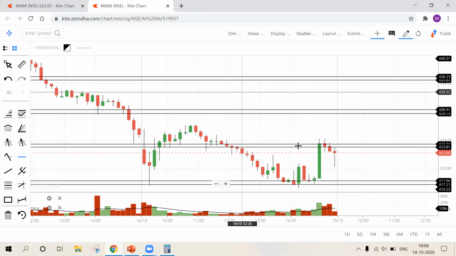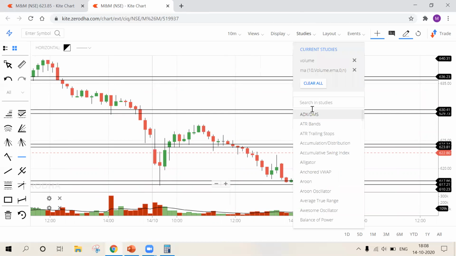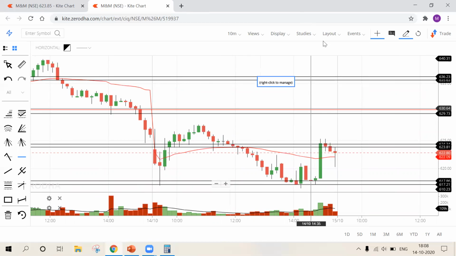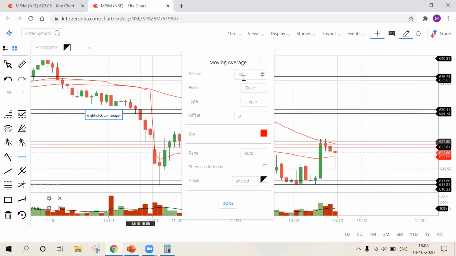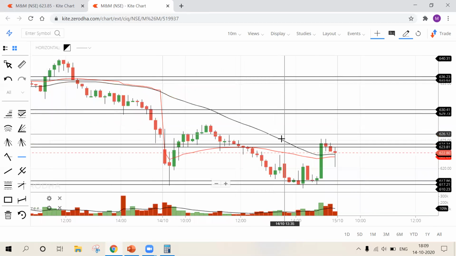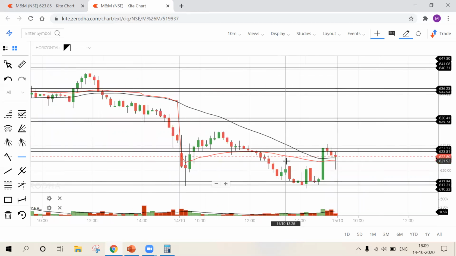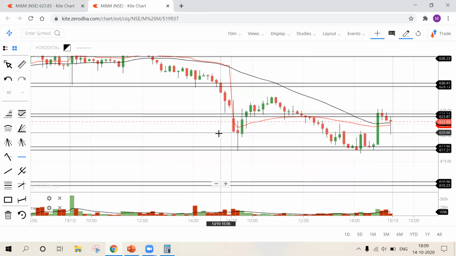All right, amazing. So let's add indicators and let's see how many entries we are getting and what our profit is. For that, I'll go to studies. I'll be adding VWAP and again clicking on studies. I'll type in moving average, select moving average, enter the value as 35, and change the color to black. I'll click on done. Now see, this is my horizontal pro level strategy. These are my horizontal levels.